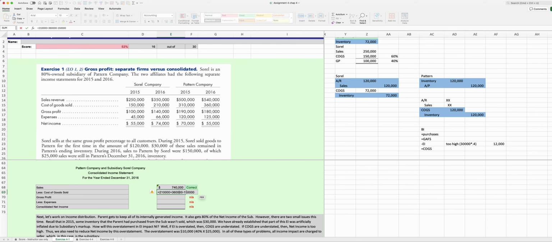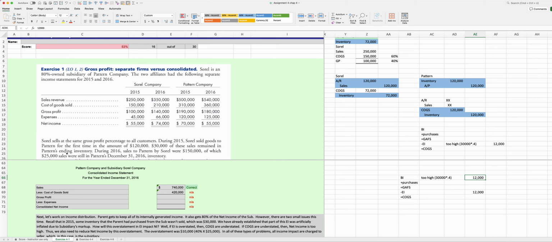Having said that, let's take a look at what the impact would be on all of this if there were ending inventory from last year that was overinflated. So again, we have a situation, I'm just going to copy that down here, where previously the ending inventory was way too high. Then that means the beginning inventory in 2016 is way too high. In fact, it is high by 12,000, the same amount that was previously left in ending inventory. Remember, this was given to us right here. 30,000 of these sales remain in Pattern's ending inventory.